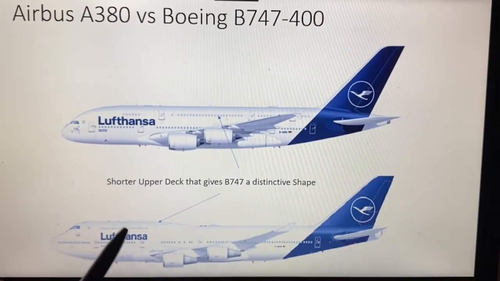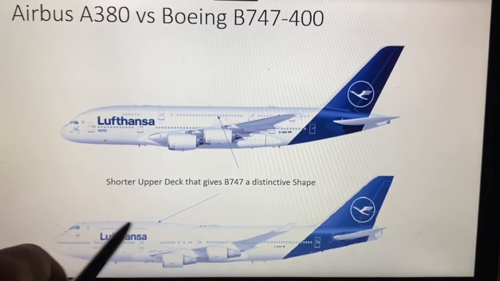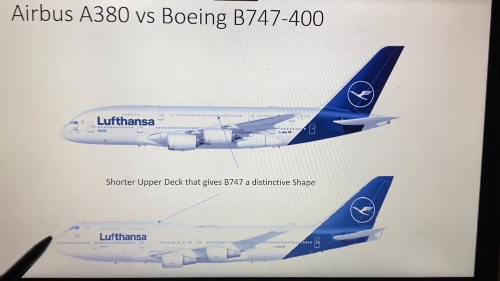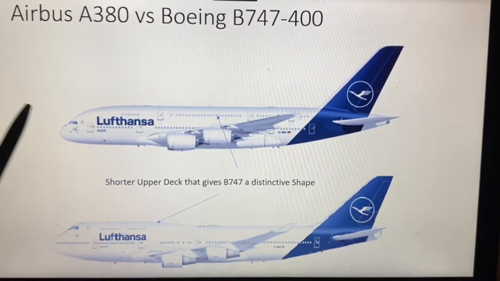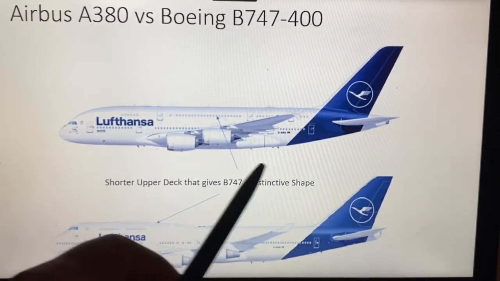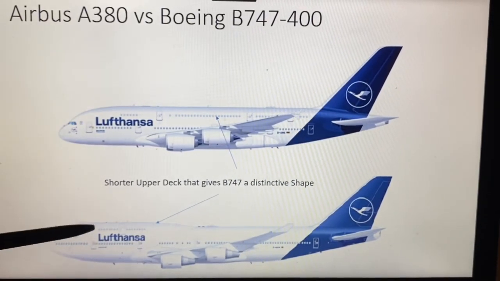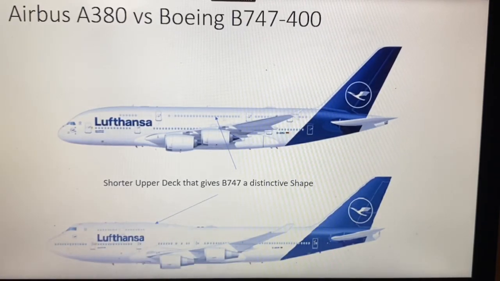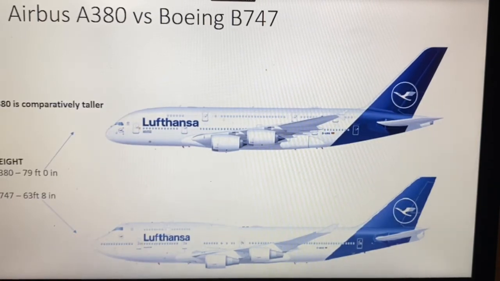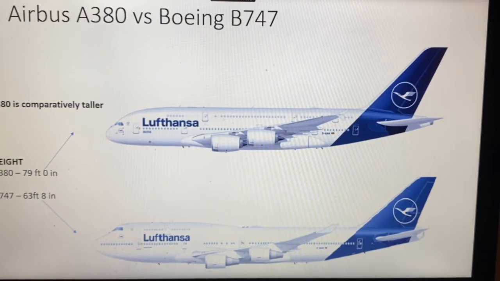The upper deck is shorter. That's where the old business class used to be for the 747. There was a first class right under the cockpit, business class just behind, and then economy. Whereas the A380 has a whole second tier. It's a double decker in the real sense, whereas the 747 has this really raised second tier. It gives it a very distinct look. So when you look at the height, the Airbus 380 is much taller, about 16 feet taller, and when they're standing side by side, you'll be able to see it anyway.